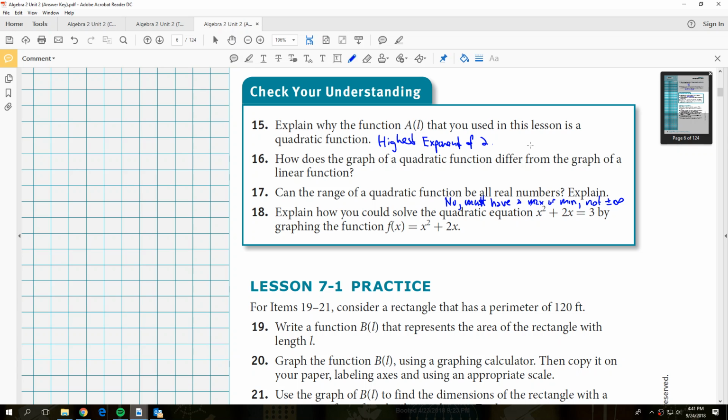All right, explain how you could solve the quadratic equation x squared plus 2x is equal to 3 by graphing the function f of x is equal to x squared plus 2x. Well, in this case, if you had x squared plus 2x is equal to 3, that means that y must be equal to 3, right? Because you would say y is equal to x squared plus 2x, and in this case y is equal to 3. So you're just looking for wherever x values give you y equal to 3.